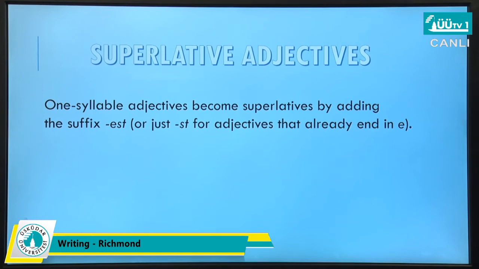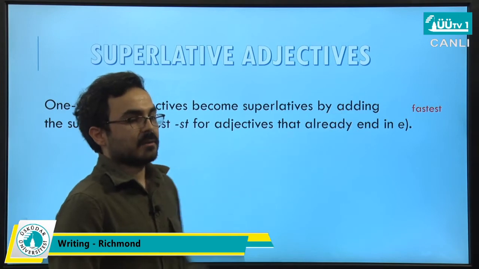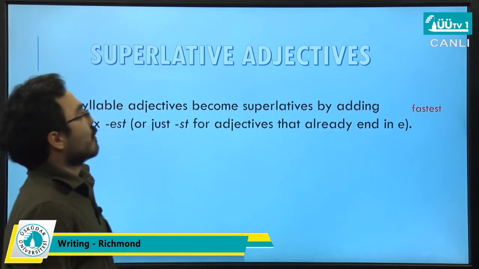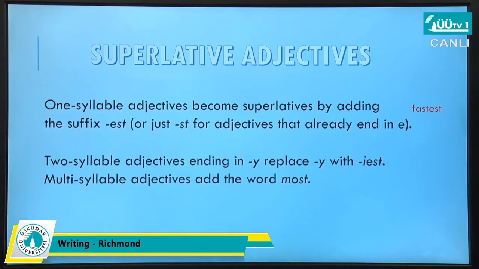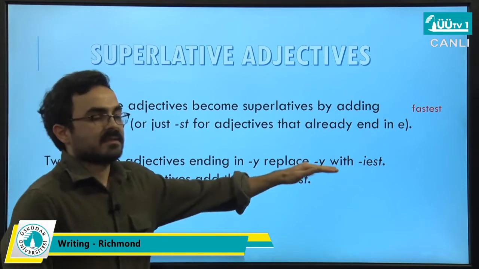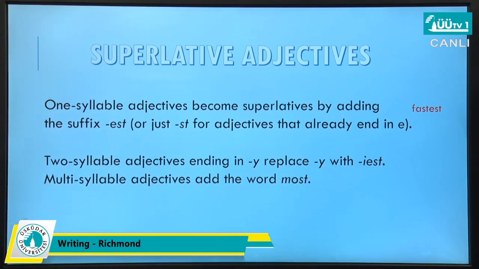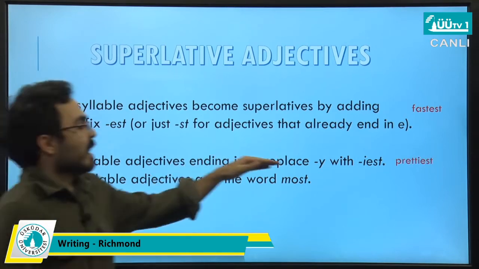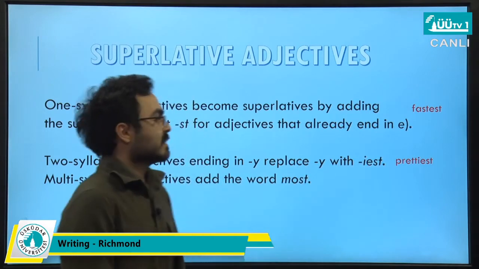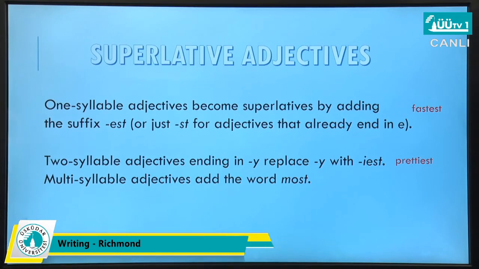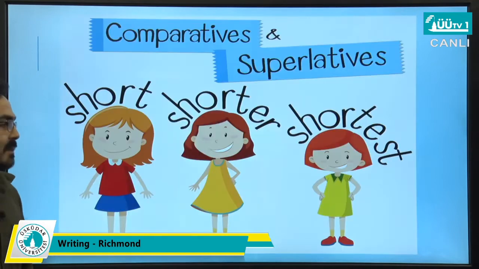So again, some rules apply here. One-syllable adjectives become superlatives by adding the suffix est, such as fastest here. Or just st for adjectives that already end in e. Good. Two-syllable adjectives ending in y, replace y with iest. Multi-syllable adjectives add the word most. As an example, I can give prettiest. The word pretty becomes prettiest. Again, multi-syllable adjectives add the word most, such as most expensive.